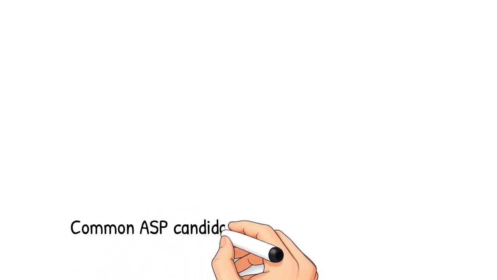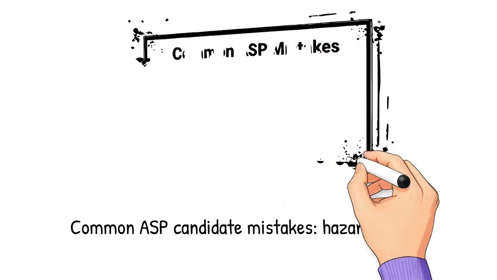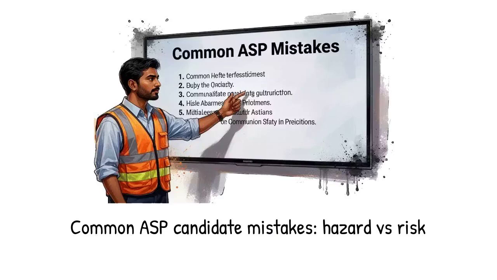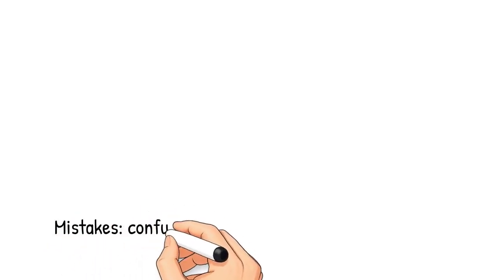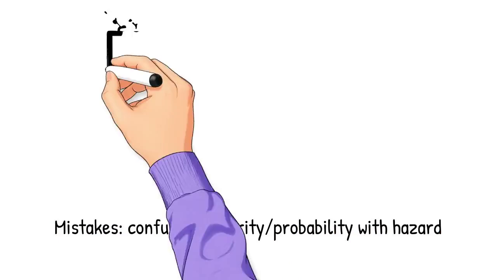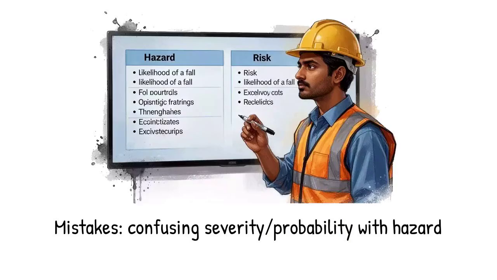Let's talk about some common mistakes ASP candidates make with hazard versus risk. Mistake 1. Using the words interchangeably, saying the risk is the chemical or the hazard is high without being precise. In the exam, hazard is the source, risk is probability plus severity. Mistake 2. Calling probability or severity a hazard. Options that say the likelihood of a fall or the severity of injury are describing risk, not hazard.